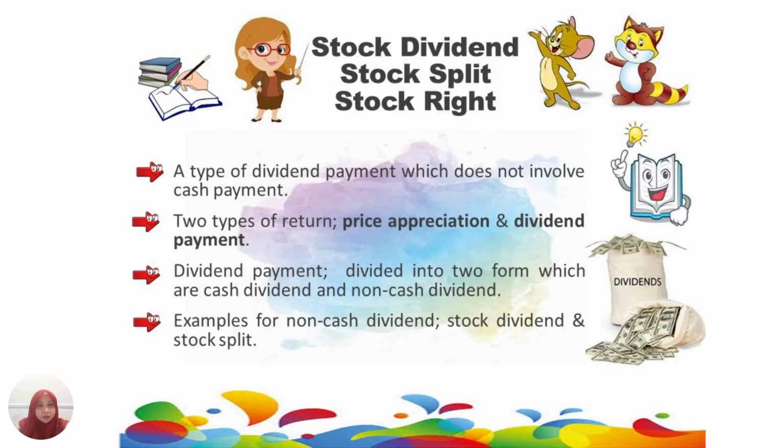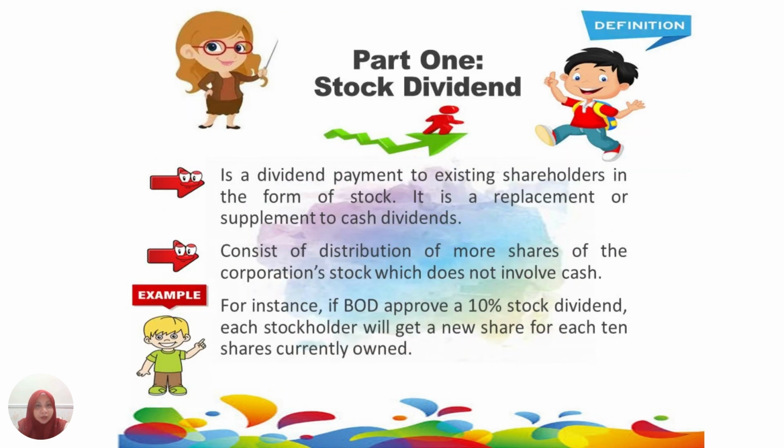Okay, stock dividend, stock split, and stock rights are types of dividend payment which do not involve cash payment. There are two types of return, which are price appreciation and dividend payment. Dividend payment is divided into two forms, which are cash dividend and non-cash dividend. Examples of non-cash dividend are stock dividend and stock split.